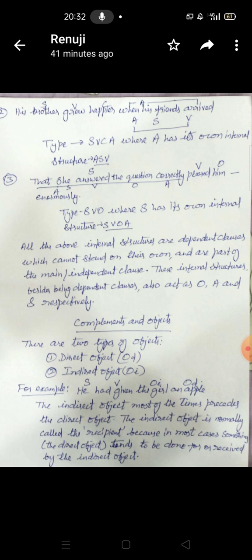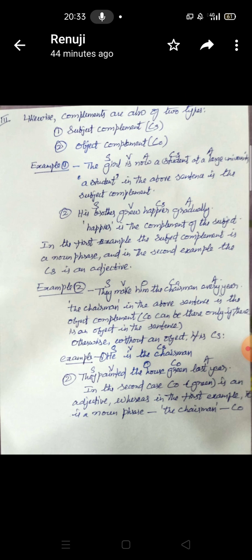The indirect object mostly precedes the direct object. The indirect object is normally called the recipient, because in most cases the direct object tends to be received by the indirect object. Likewise, complements are also of two types: the subject complement and object complement. Complements are actually the attributes. They can be subject attributes or object attributes. So we can have a subject complement or object complement.